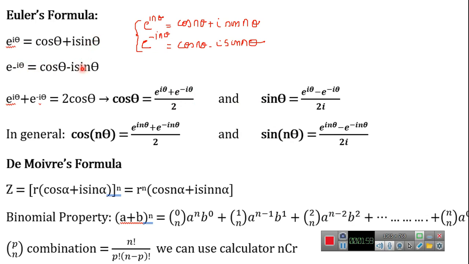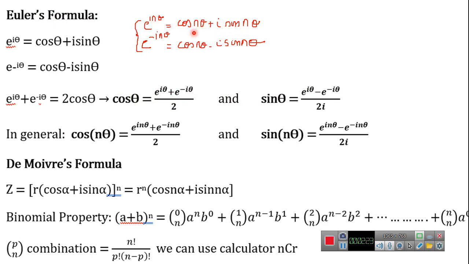Below, if you subtract, you're going to get e^(i theta) minus e^(minus i theta) is equal to 2i sine theta. You're going to get this formula: cosine theta equals e^(i theta) plus e^(minus i theta) over 2, or sine theta equals e^(i theta) minus e^(minus i theta) over 2i. These are called Euler formulas. So don't forget, these are Euler's formulas and these are important.